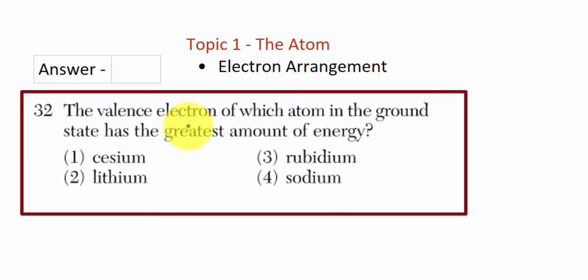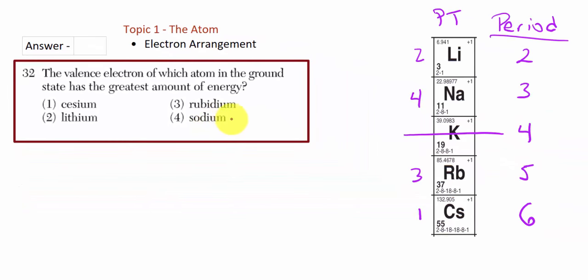Question 32. The valence electron of which atom in the ground state has the greatest amount of energy? We're given 4 choices: cesium, lithium, rubidium, and sodium. Let's locate them on the periodic table. They're all members of the same group, which is group number 1, which means they all have 1 valence electron. You can see that in their electron configuration codes.